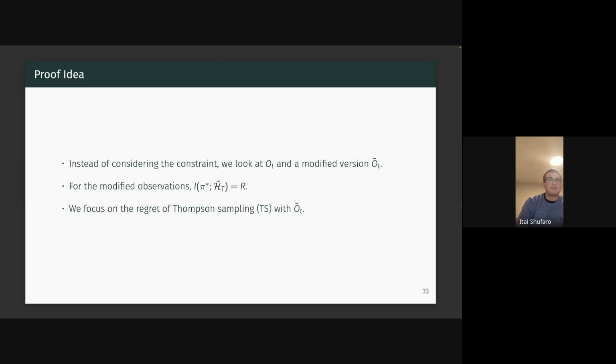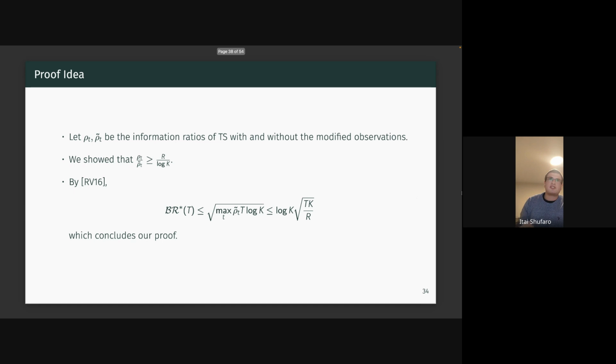Okay. So the proof idea here is actually to, instead of thinking about it as a constraint, we instead say that we have two versions of our observations, O_t and the modified version. And we assume that for the non-modified observations, there is no constraint. It's regular observations. But if we have modified observations, then we have this constraint. And then we examine the regret of Thompson sampling, just simply updating the posterior distribution with the modified observations instead of the non-modified observations. Again, I will not go over the proof here, but essentially we analyze the information ratios of Thompson sampling with and without the modified observations. And then we use this with the existing literature that studied the information ratios to upper bound the Bayesian regret for the algorithm with the modified observations, which essentially concludes our proof.